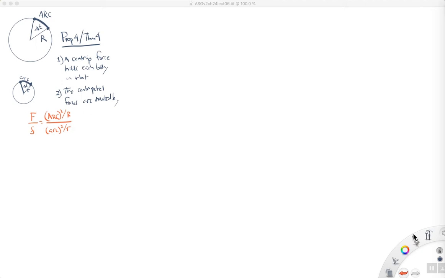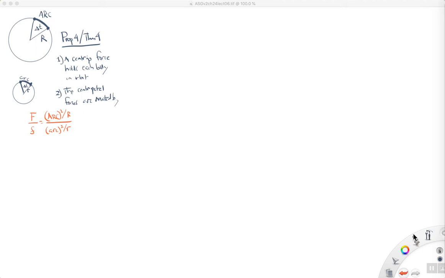So object 1 is moving around an orbit with a radius capital R, and during some time interval delta t, it moves through some arc length. Object 2 is moving around a smaller circle with radius little r, and during the same time interval, it's going to go through a different arc length.